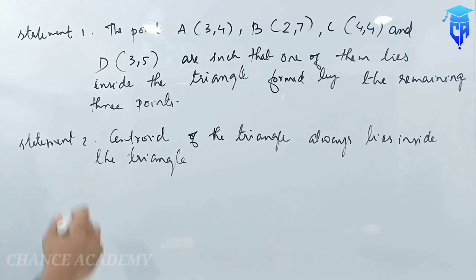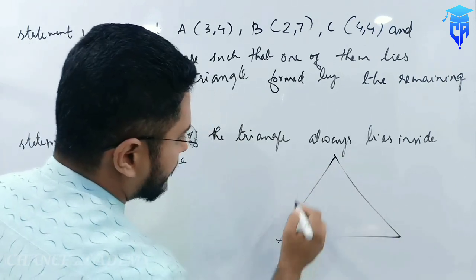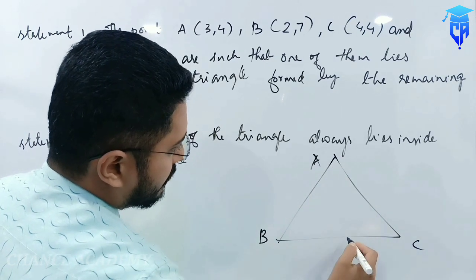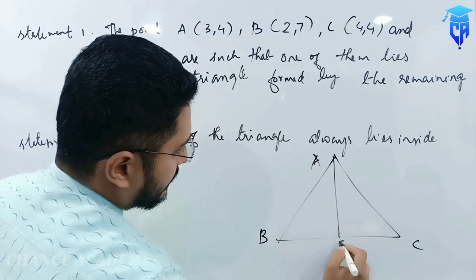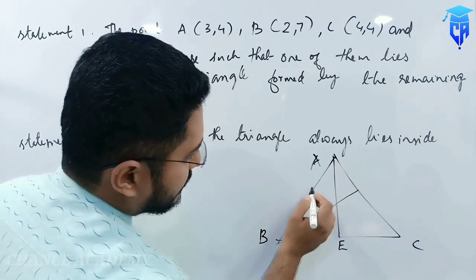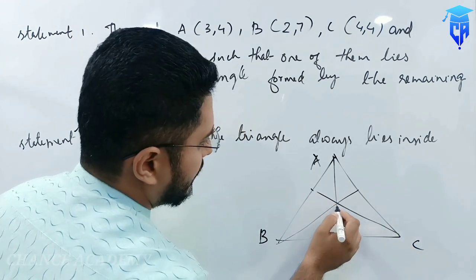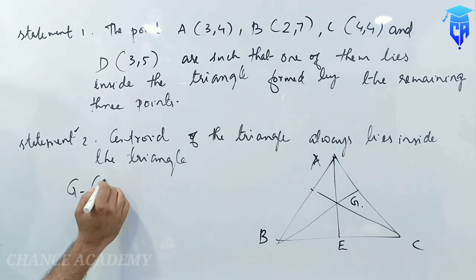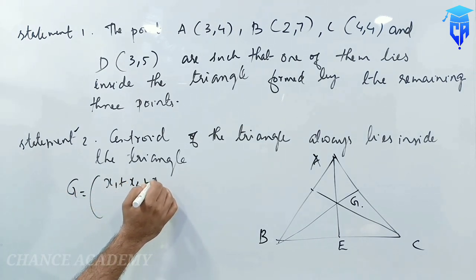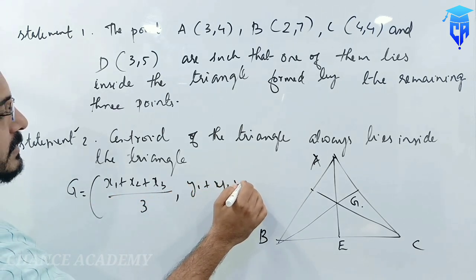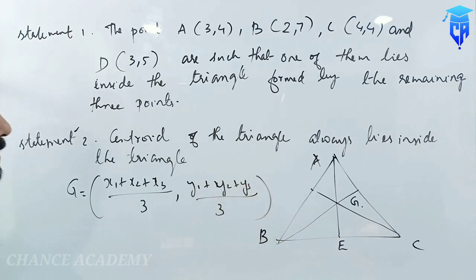That's true. The centroid is the point of intersection of the medians. For any given triangle, for example ABC, joining the vertex with the midpoint of the opposite side, let that be E, gives a median. From every side we can form such medians, and the point of intersection of all these medians is the centroid G. And we know how to find the centroid: G is (x1 + x2 + x3) divided by 3, and (y1 + y2 + y3) divided by 3, that's the y coordinate of the centroid.